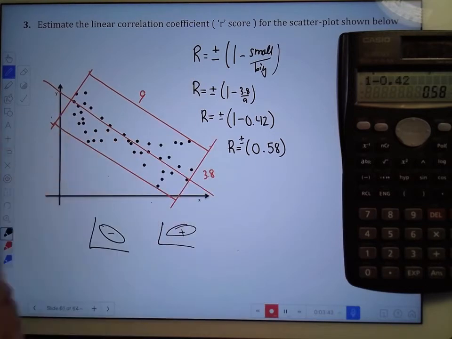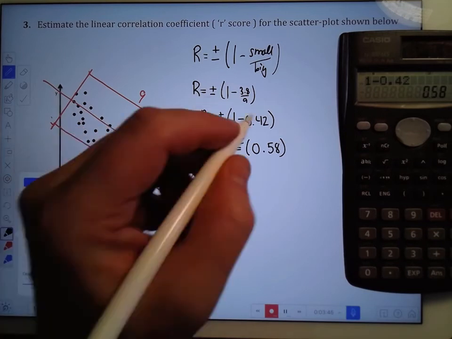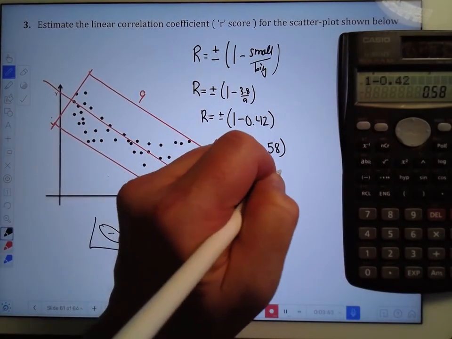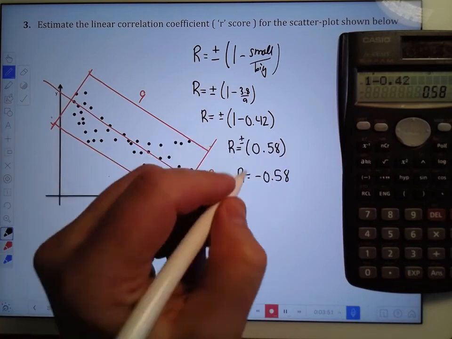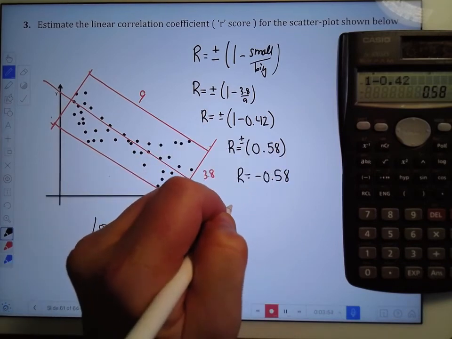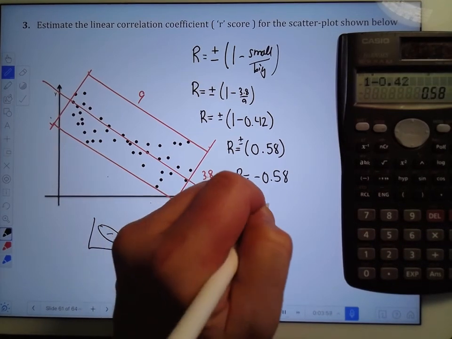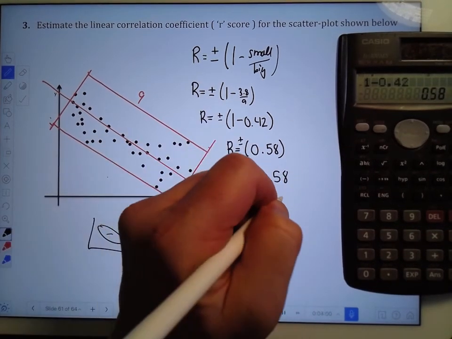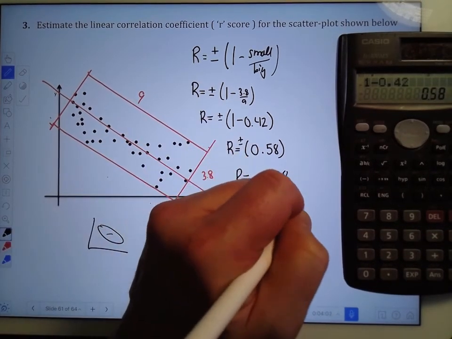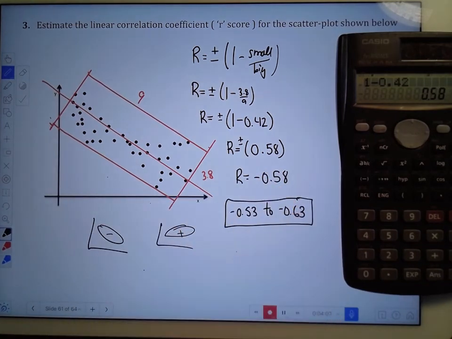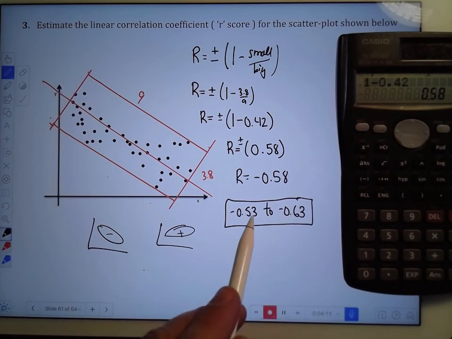So our answer is R is equal to negative 0.58, which means we can have anywhere from negative 0.53 all the way to negative 0.63 as an acceptable range of answers. So as long as when you did your calculations, you came out in this pocket here, you're in good shape.